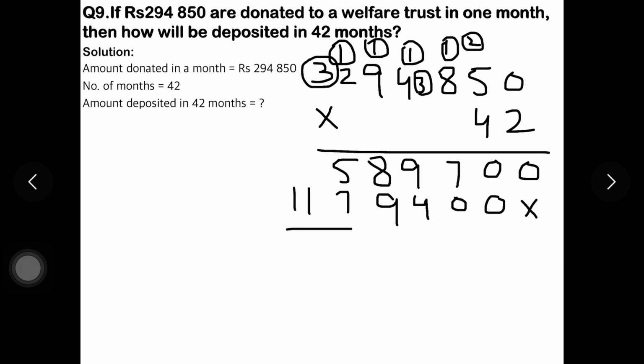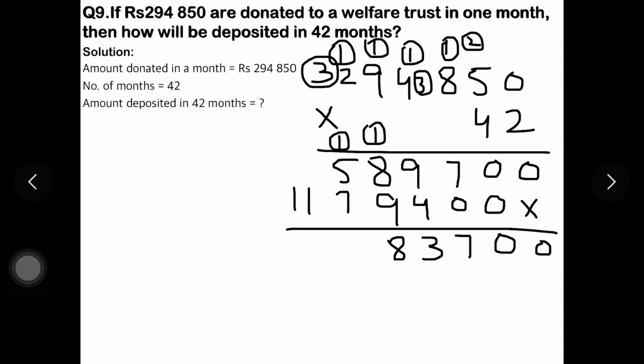Yes student, 11. Now we will add. 0 plus 0 is 0, 7 plus 0 is 7, 9 plus 4 is 13, 1 carry, 8 plus 1 is 9, 9 plus 9 is 18, 1 carry, 5 plus 1 is 6, 6 plus 7 is 13, 1 carry, 1 plus 1 is 2 and 1.